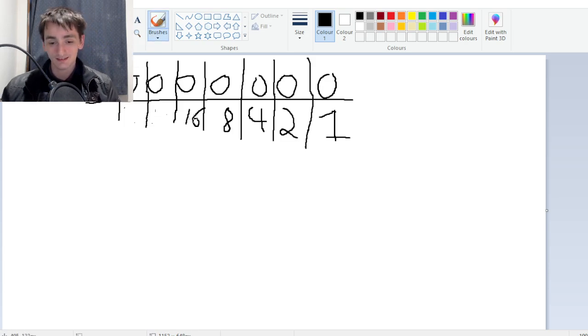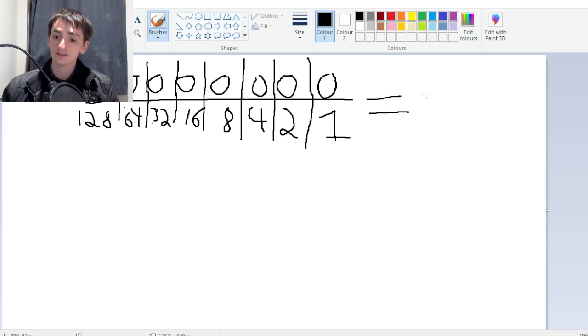So 16 times by 2 is 32. 32 times 2 is 64. And the next one is 128. And of course, all of these are currently set to off, so this byte would represent 0. Now, that means that if we add all these numbers up, we should get 255, meaning that we can have 255 different results using this system.